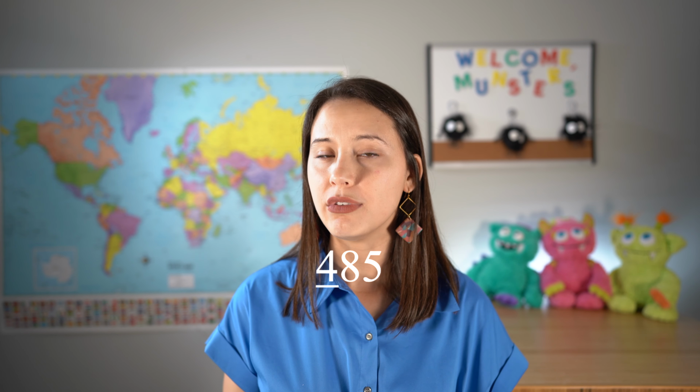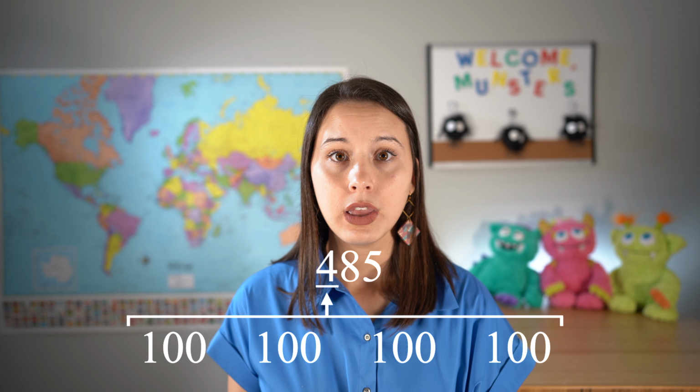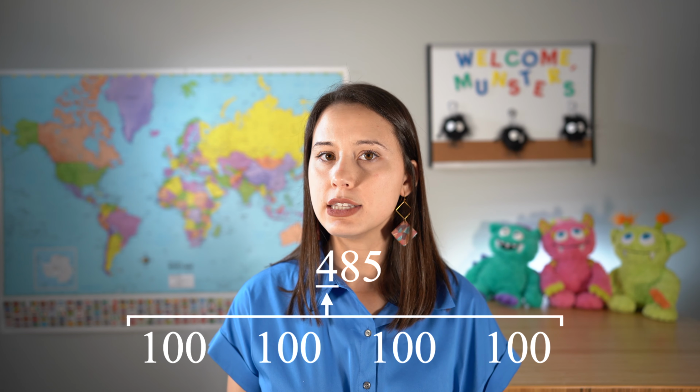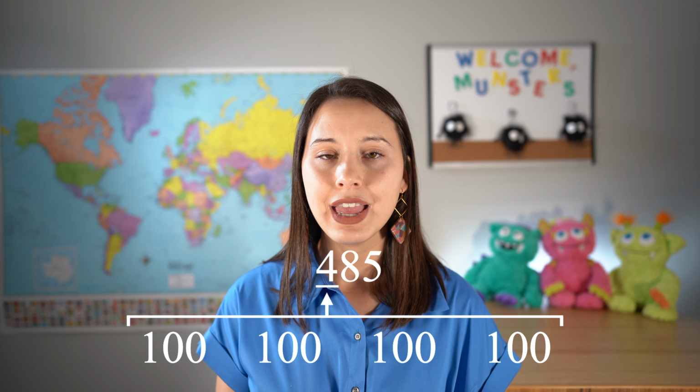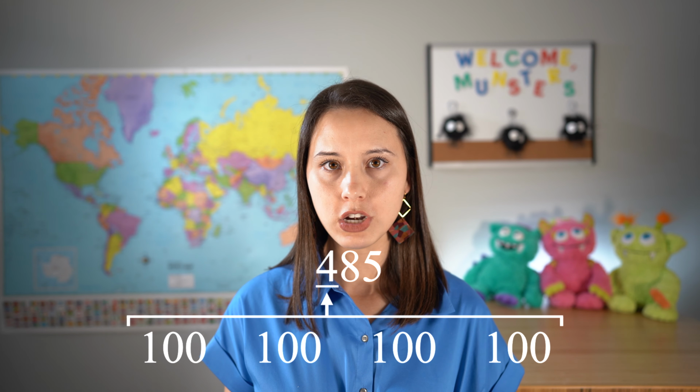485. The cool thing about certain numbers is that they will tell you the value of the number when you say it. So 485. Well, thinking about from right to left, ones, tens, hundreds, I know that my 4 is in the hundreds place. And so I have 4 hundreds. And when I read the number, it says 485. And so the value of the 4 in the hundreds place will just be 4 hundreds.